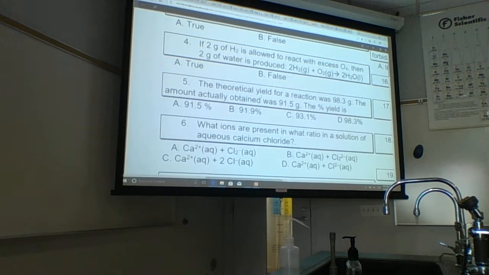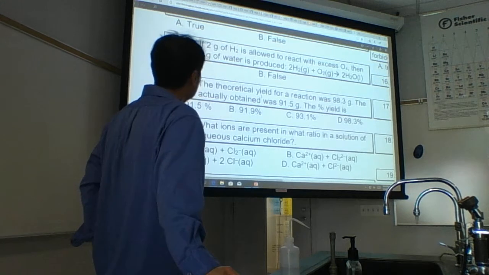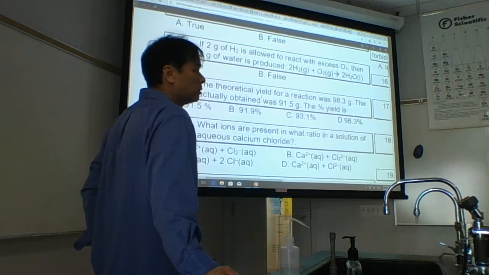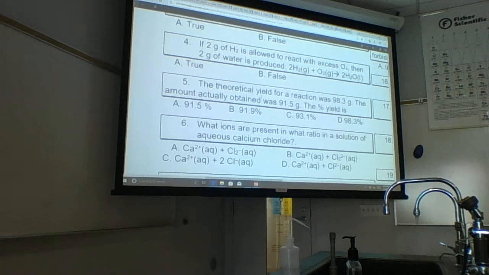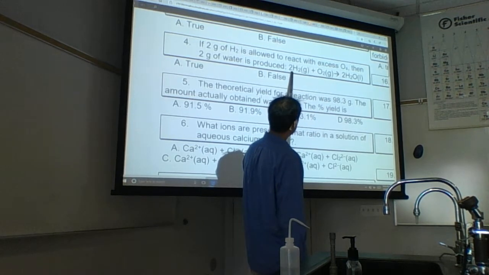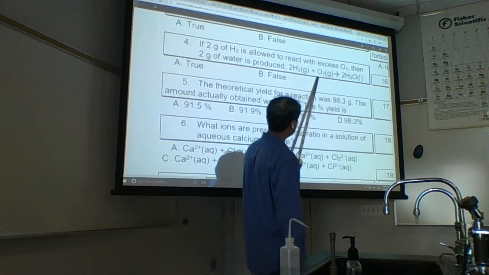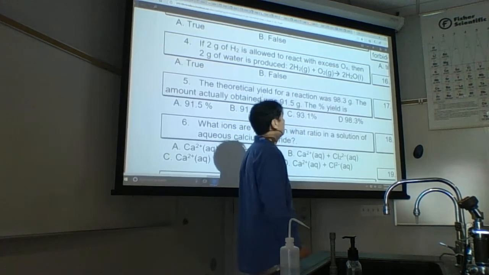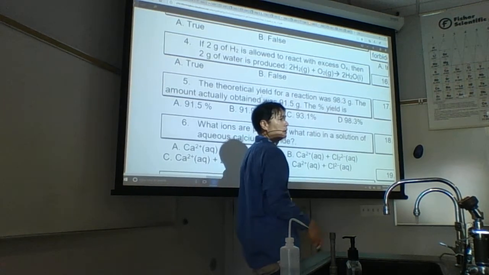If 2 grams of hydrogen is allowed to react with excess oxygen, that should be O2, then 2 grams of water is produced. Is it true or false? It's false. This is called the mole ratio. It's not the mass ratio. If this is the mass ratio, 2 moles of hydrogen weighs 4 grams, 1 mole of oxygen weighs 32 grams, and 2 moles of water weighs 36 grams. So if this were a mass ratio, this would be 4, 32, 36 in terms of mass.